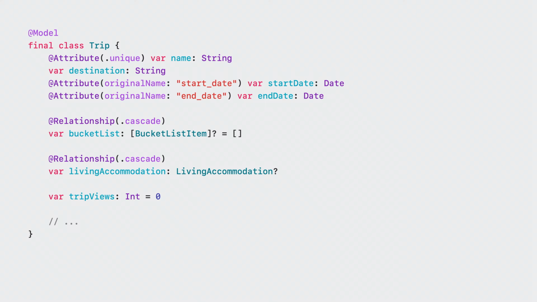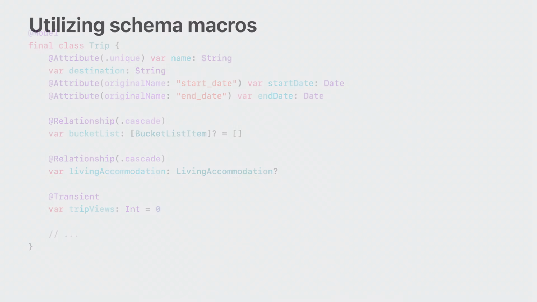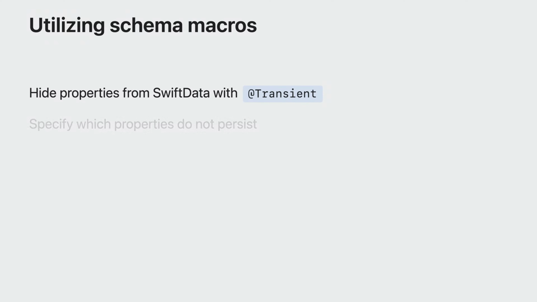Now, I want to add a way to track how many times I view a trip. This way, I can gauge how excited I am about taking a vacation. I can't wait. I do not want this view count to be persisted by SwiftData, however, and I can easily do that with the @transient macro. I simply decorate my property with @transient, and this particular property will not be persisted. It's just that easy. The @transient macro helps you avoid persisting unnecessary data.